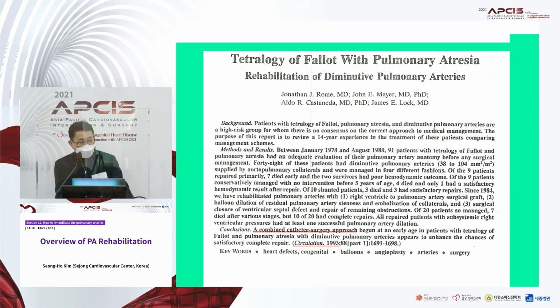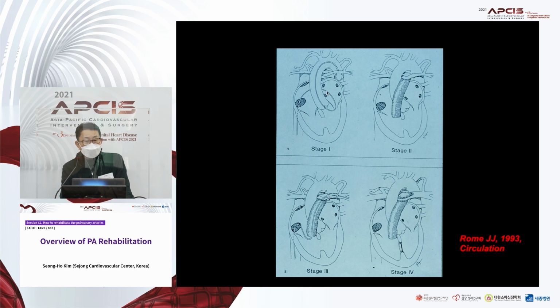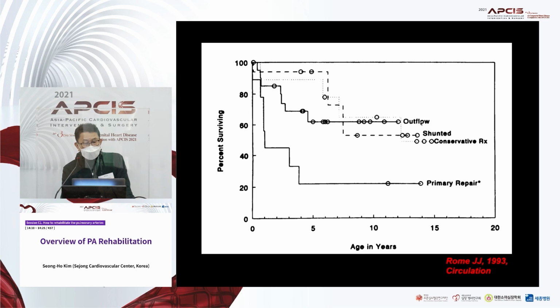This is new. And in this report from the Boston Children's Hospital in 1993 in Circulation, there is the new concept of a combined catheter surgery approach, because interventional procedures could be performed at that time. So in stage 1, cardiac cath to figure out the pulmonary artery bed supply, and stage 2, RV-to-PA conduit. In stage 3, catheter again to dilate the pulmonary artery and embolize the MAPCAs. In stage 4, conduit change, VSD closure, total repair. Their result is that the staged group is best compared to the primary repair at that time.